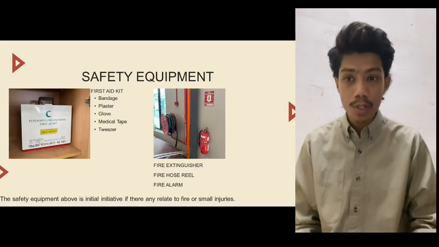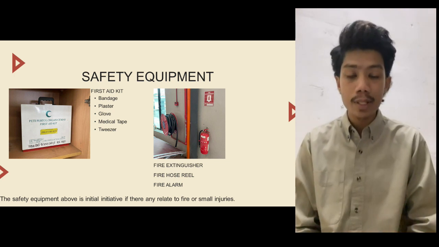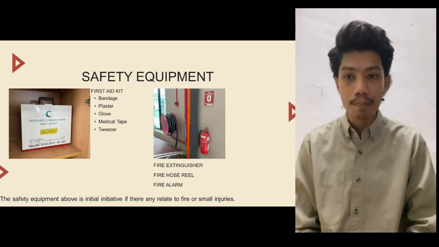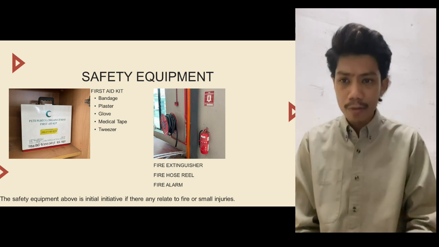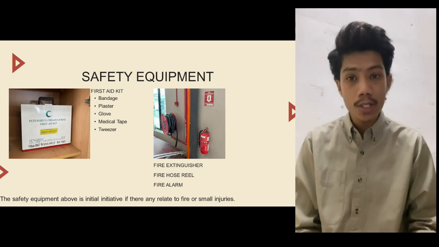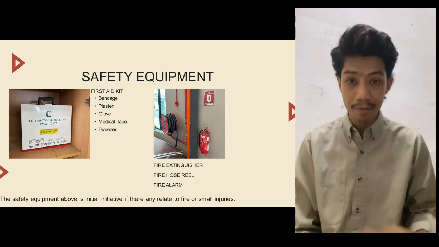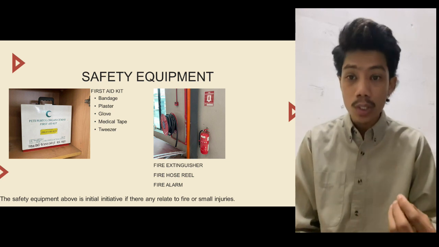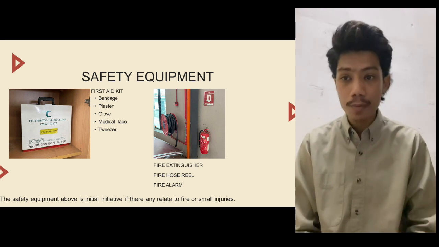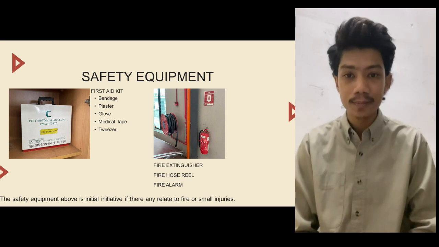In gas technologies, there are several safety equipment that have been used in the company since the company was established. It is the first aid kits. A few things must be included in the first aid kits, which are bandage, plaster, gloves, medical tape and tweezers. To prevent fire, gas technologies do implement fire extinguisher, fire hose reel and fire alarm in the building.